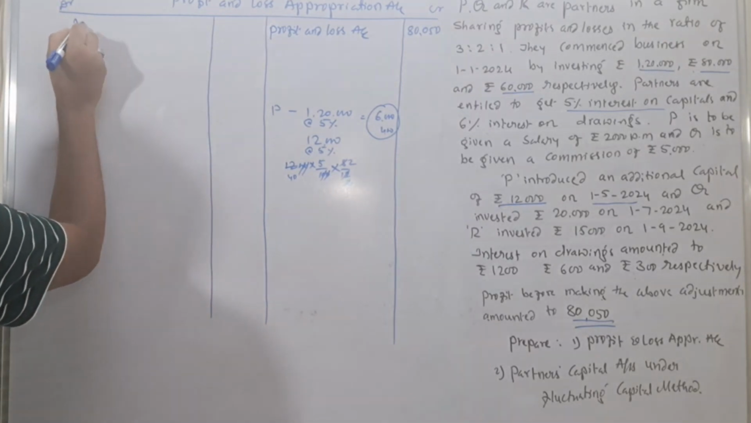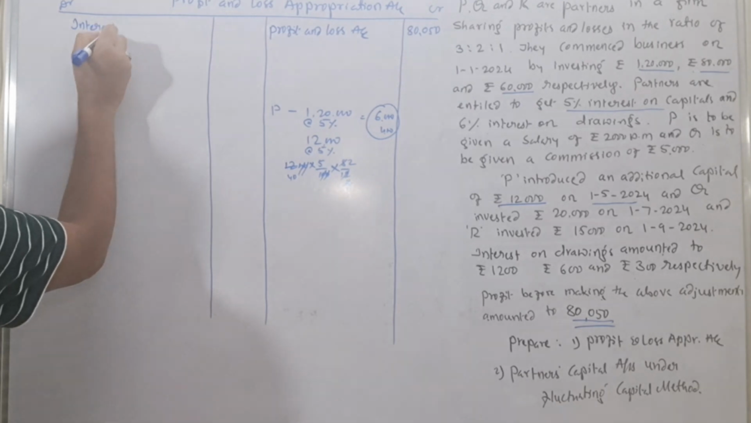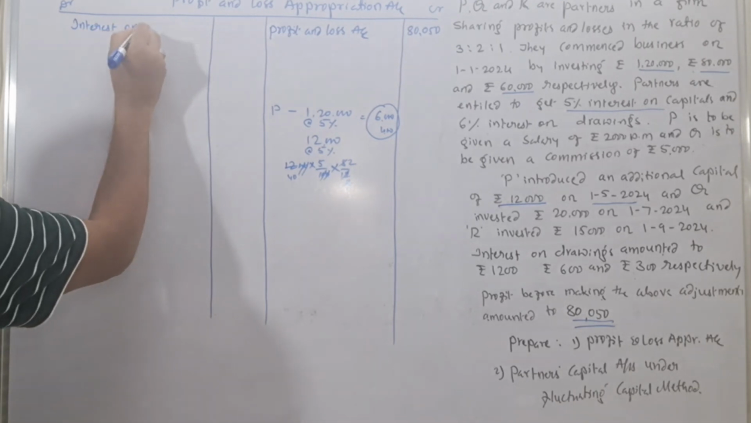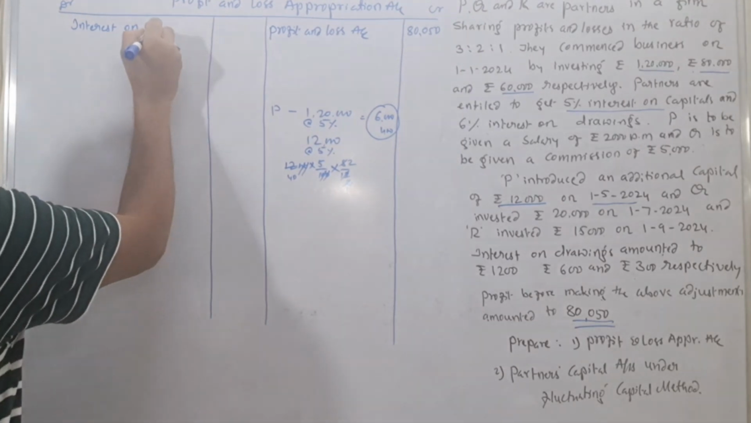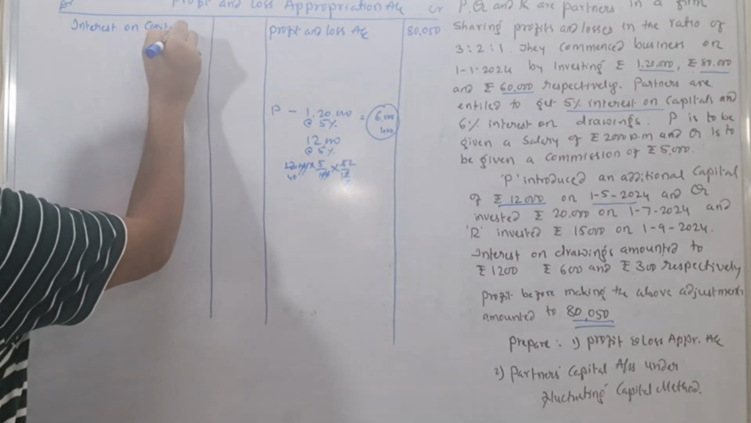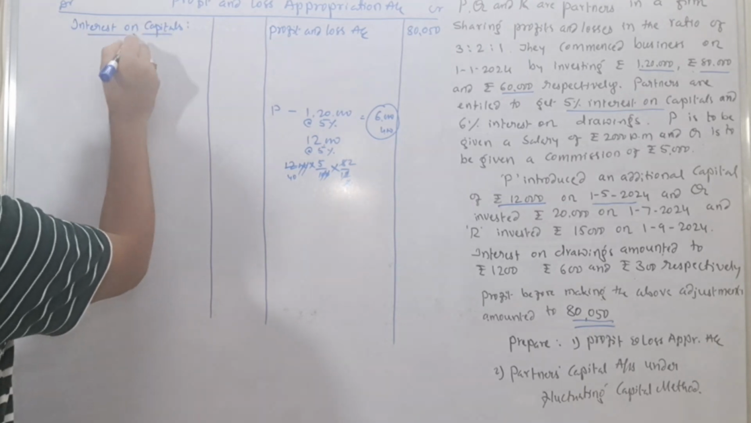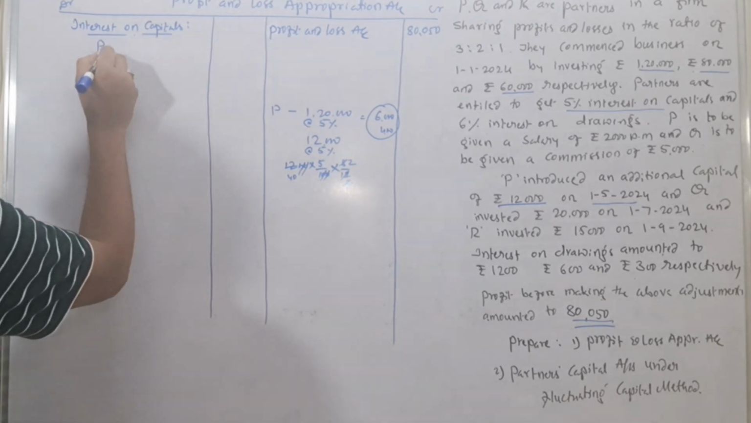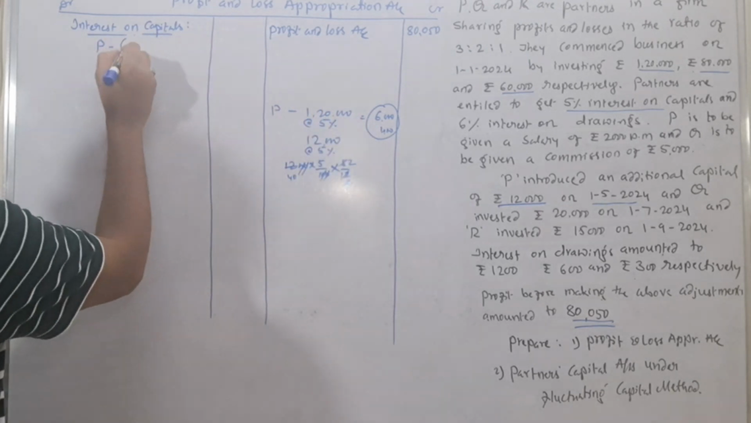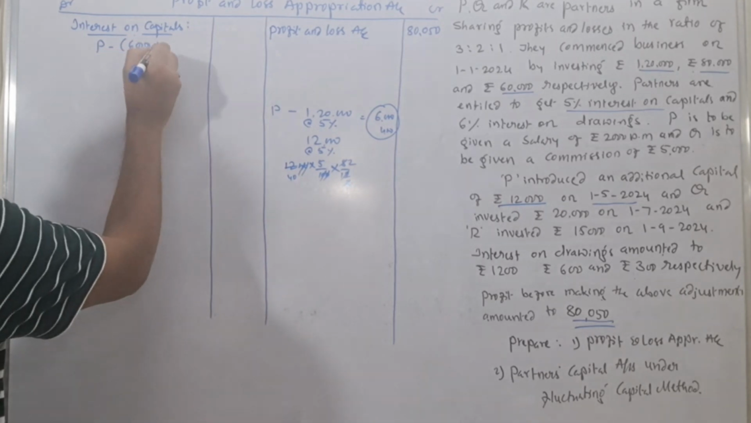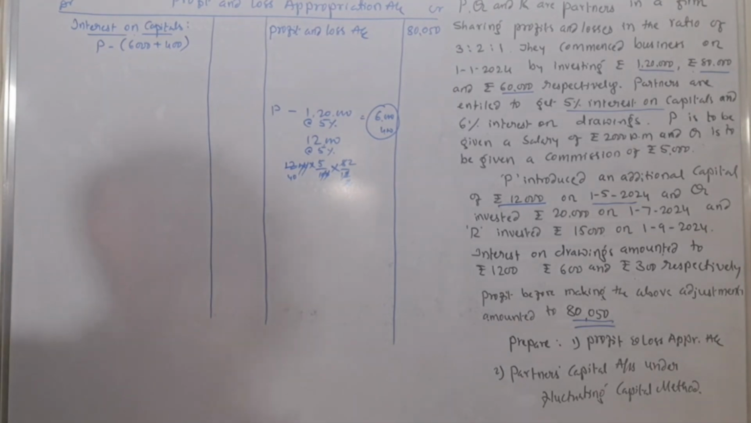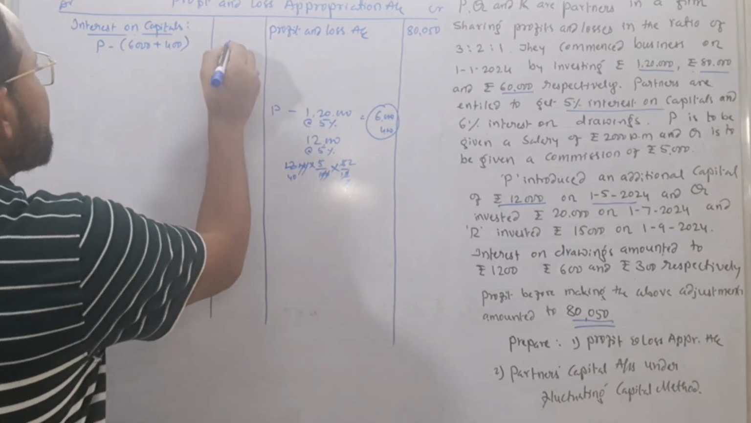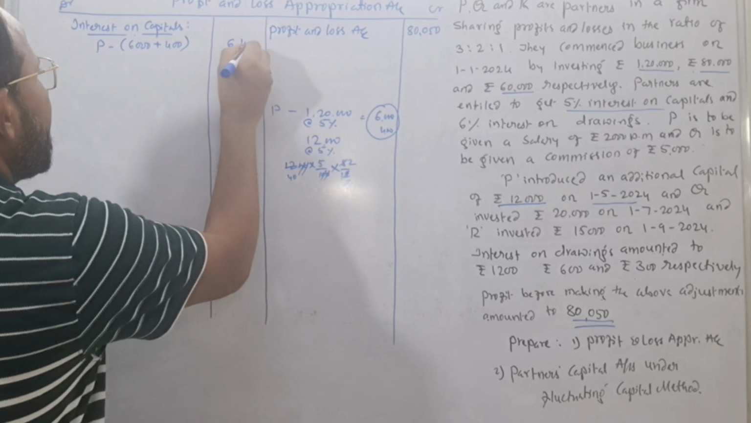Here, interest on capitals, you write. Here in case of P, we have already calculated. Rupees 6,000 is the interest on his initial investment and rupees 400 is the interest on his additional capital. That is why 6,400 is the amount debited here.